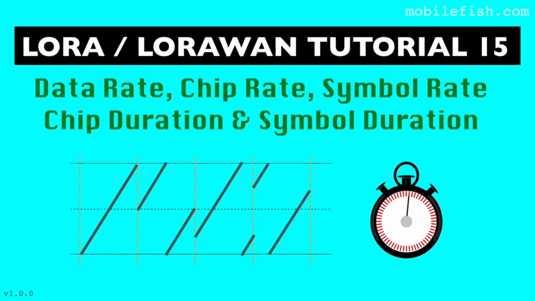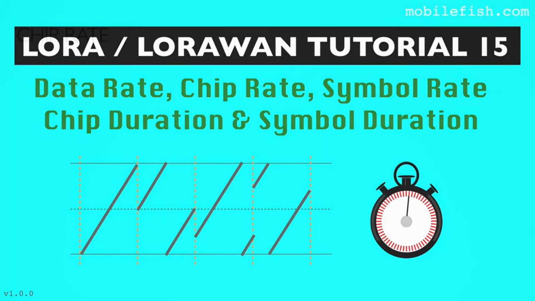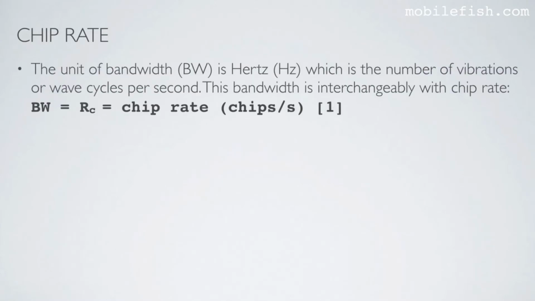In this tutorial, I will explain how data rate, chip rate, symbol rate, chip duration, and symbol duration are calculated. Let's first start with the chip rate. The unit of bandwidth is Hertz, which is the number of vibrations or wave cycles per second. This bandwidth is used interchangeably with chip rate. So the bandwidth is the same as the chip rate, and the chip rate is expressed in chips per second.